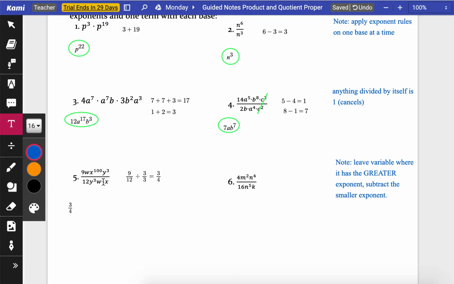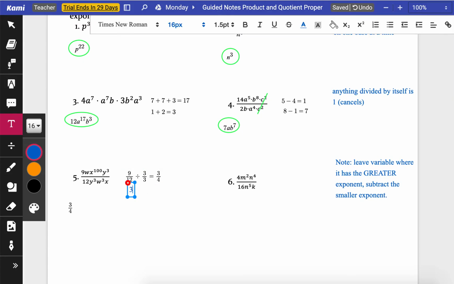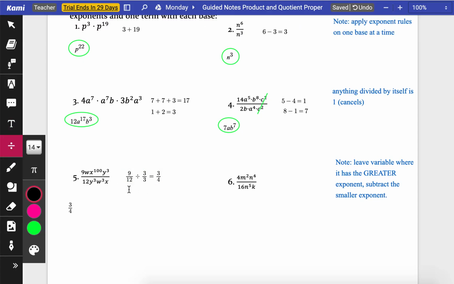Since the greater exponent is in the denominator with w cubed, compared to this w to the first, I'm going to leave the w down here, and I'm going to apply my exponent rules by taking w multiplied by itself 3 times and dividing out the 1 time from the numerator, which equals 2. So I want to leave this w where it has the greater exponent in the denominator, w squared.